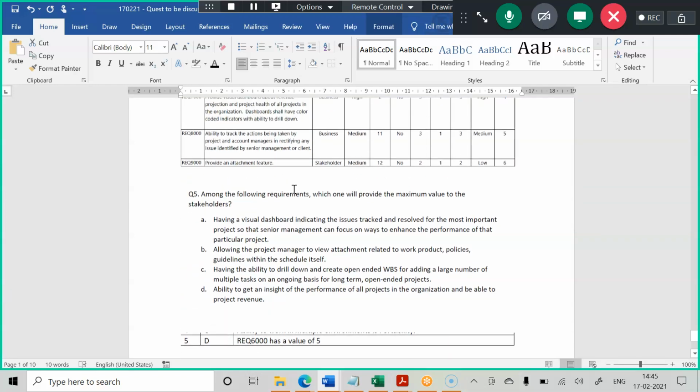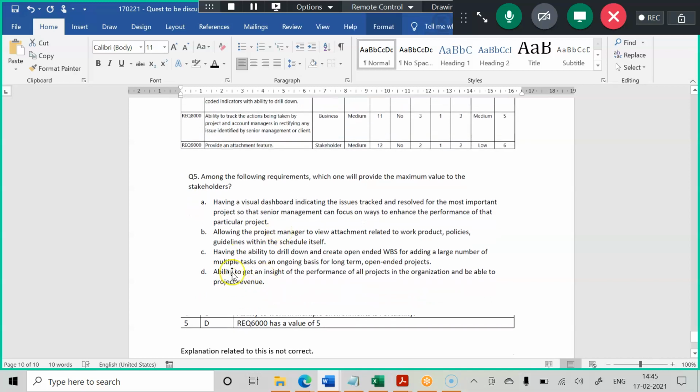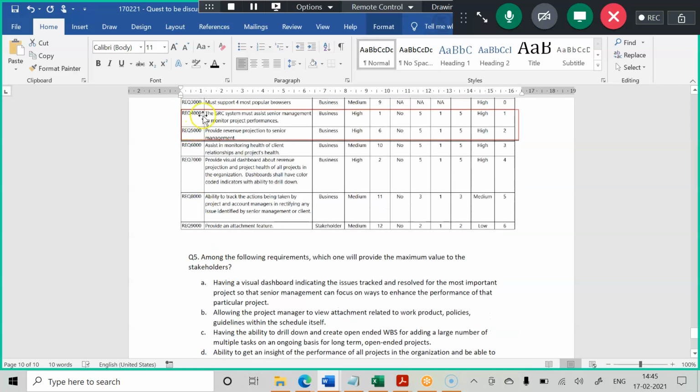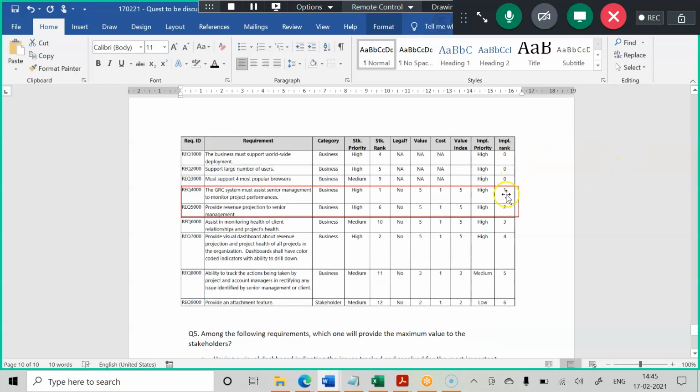The last question, if you go to my last page, I saw that. I think the explanation is wrong, actually. It should have been 4,000 and 5,000. Yeah, that's right, we will correct that. Thanks for pointing that out. Because the implementation rank is given as 1 and 2, although the value is like 5, we have to also consider the implementation rank.